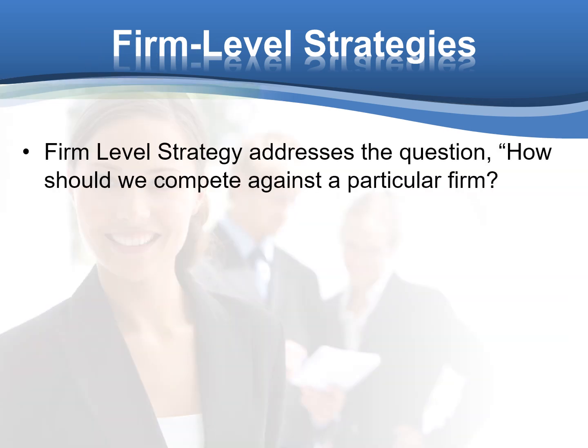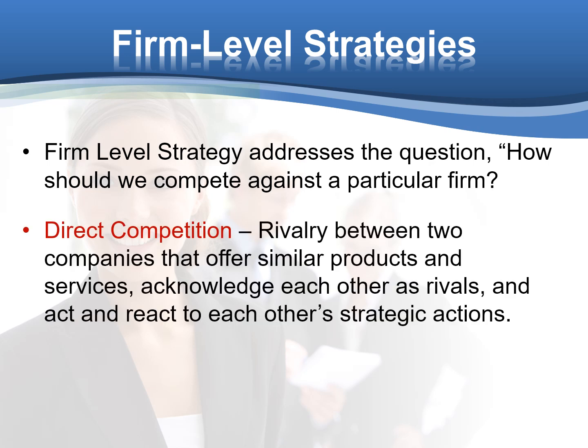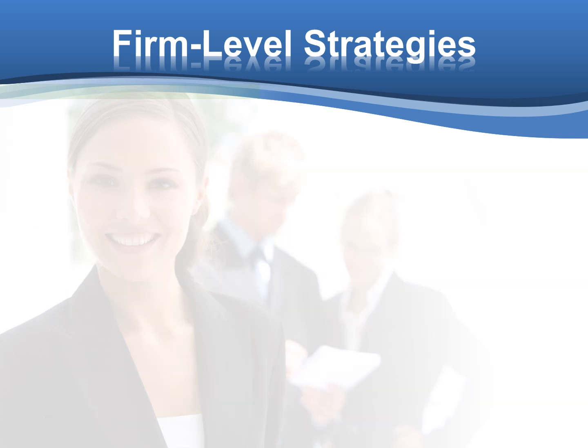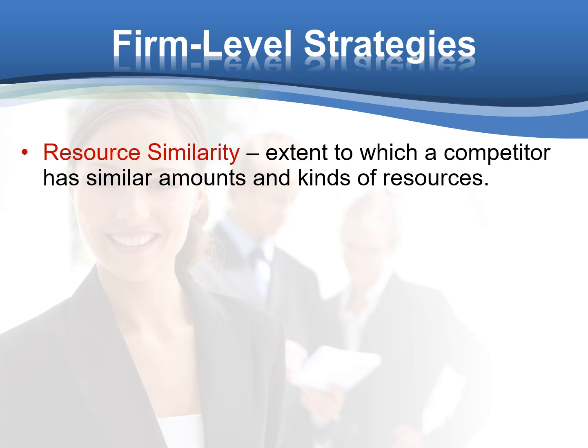Firm level strategy addresses the question, how should we compete against a particular firm? You can do direct competition, which is rivalry between two companies that offer similar products and services, acknowledging each other as rivals, and then acting or reacting to each other's strategic actions. Market commonality is the degree to which two companies have overlapping products, services, or customers in multiple markets. Resource similarity is the extent to which a competitor has similar amounts and kinds of resources.